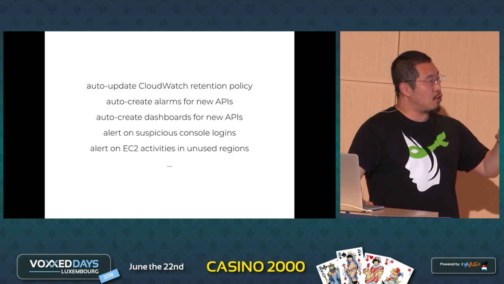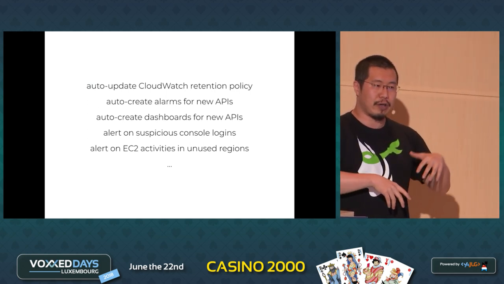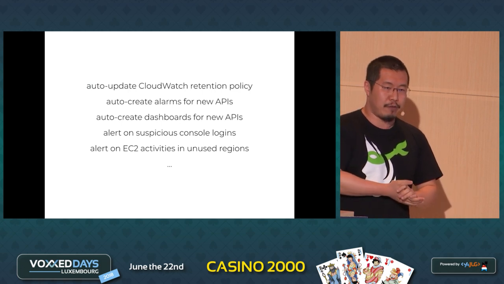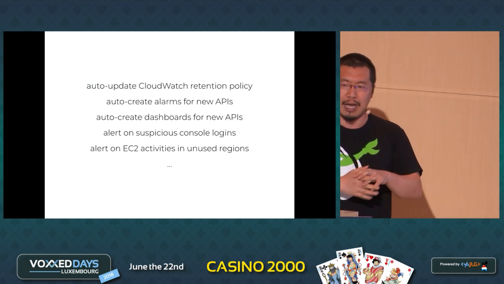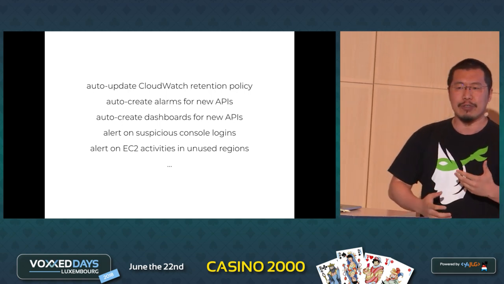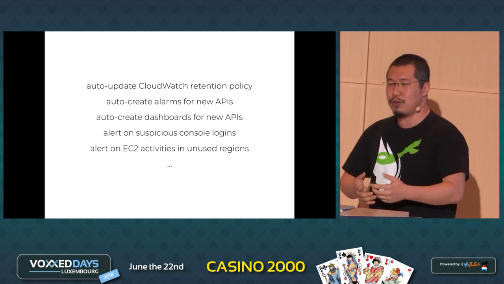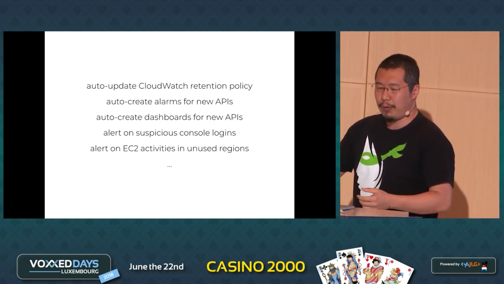And of course, you can also use CloudTrail to capture events that happen when, say, someone is trying to log into the console. And if you see someone trying to log in at a time or from a location where you don't have any staff, then maybe someone's managed to get your credentials, one of your employees' credentials, so you should alert yourself straight away.